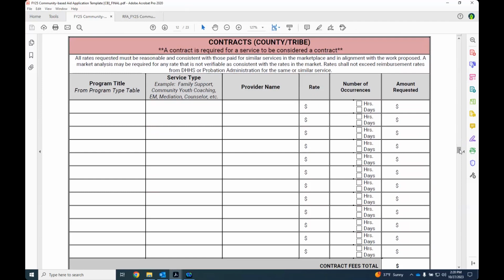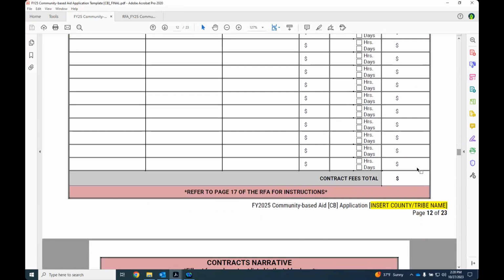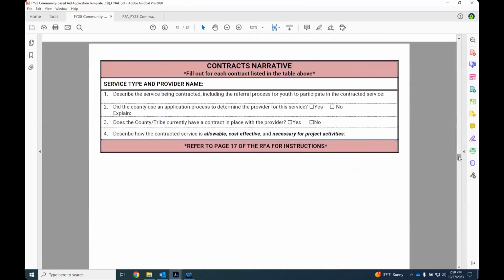It has to match those rates. That's what we'll reimburse. So whichever the rate is on those rate sheets, and then how many occurrences you are assuming that you may see this next year, and then that total. And then as always, the totals at the bottom, and this will be the total that you show on your budget summary on the first page of the budget. And then there's a few questions for contract narratives, just describing the service and the referral process to the service.